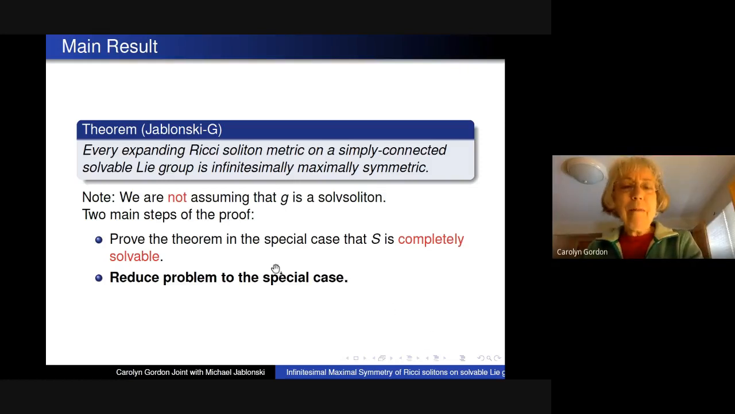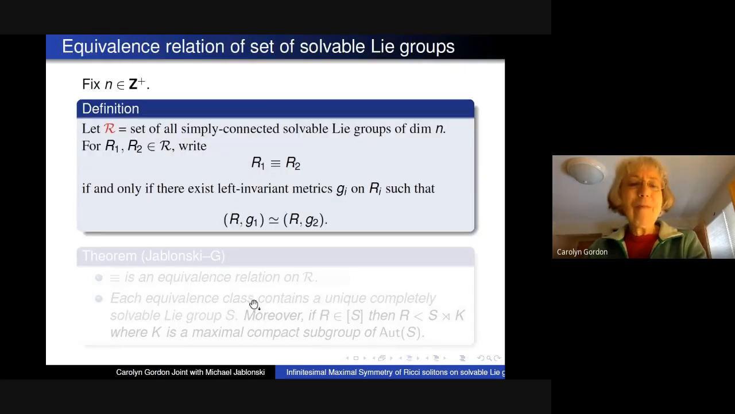So what we have outlined the proof of is that if you have a solved soliton on an exponential solvable group, it's maximally symmetric. To get to the general case of an arbitrary soliton on an arbitrary solvable Lie group, we want to reduce to the special case. And the way we do that is actually a much more general theorem that applies to kind of all metrics.